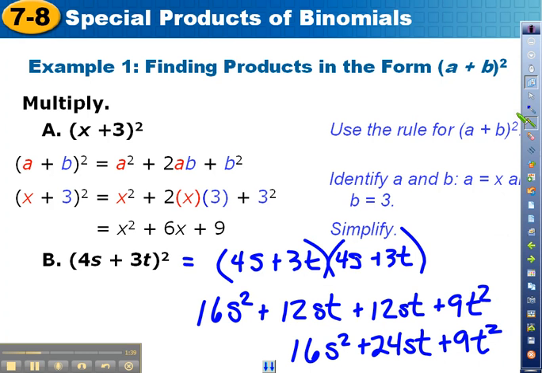Okay, I want you to notice something here. What happens when you square this term? You get 16s squared. Yeah, what happens when you square this term? You get 9t squared. Yeah. How do you come up with this out of all of this over here? Multiply this by this and double it. Yeah? That's what they were doing right here. They took this and multiplied by this and doubled it.